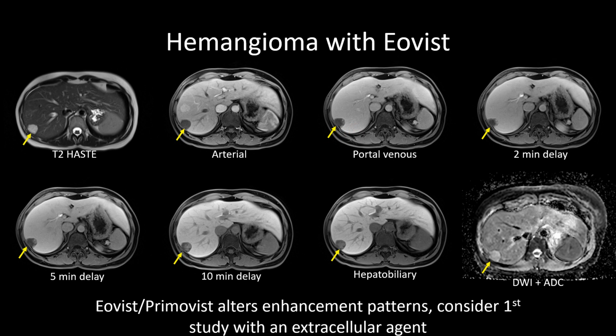So a lot of people would argue that if you think there's a hemangioma, or there could be a hemangioma, you should consider an extracellular agent first, as opposed to imaging with Eovist, due to the potential false positive of calling a rapidly filling hemangioma malignant, due to washout or pseudo washout.